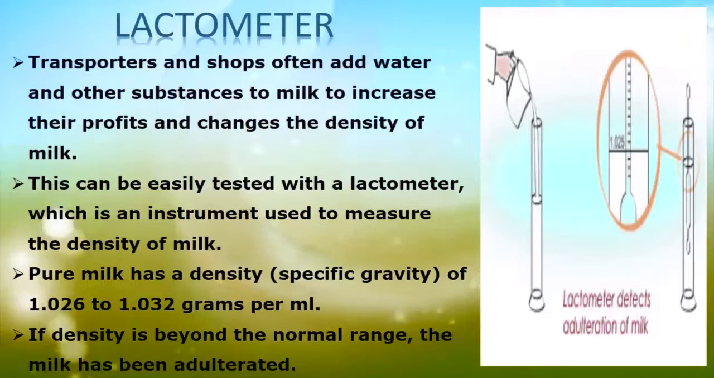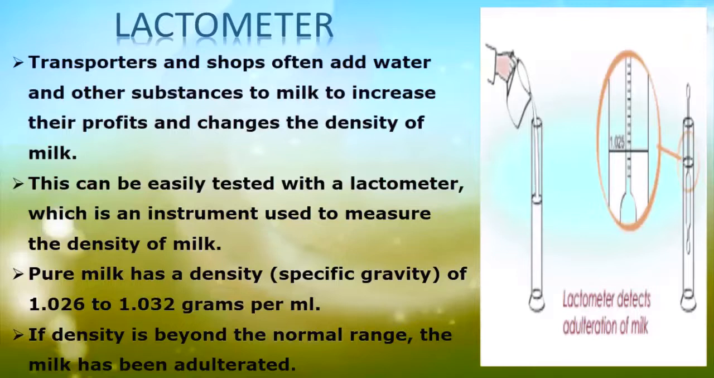If the density is outside the normal range of 1.026 to 1.032 grams per ml, which is the specific gravity of milk, it means the milk has been adulterated. So how will you perform this technique?